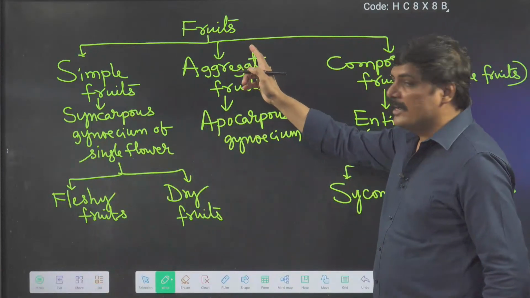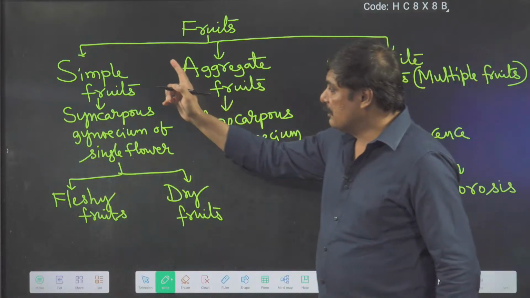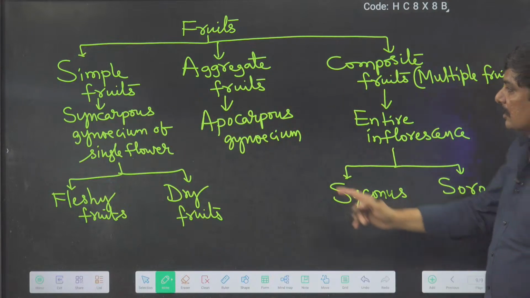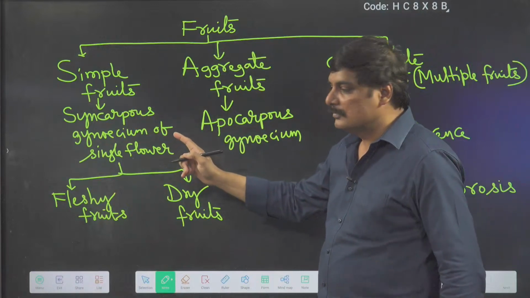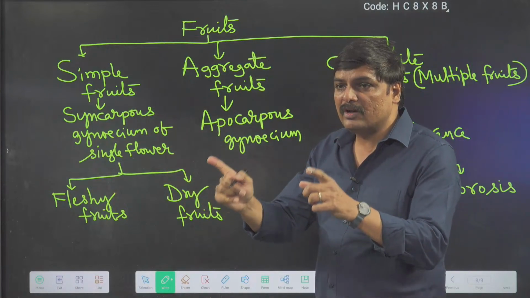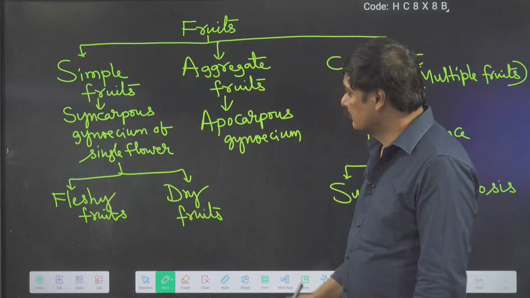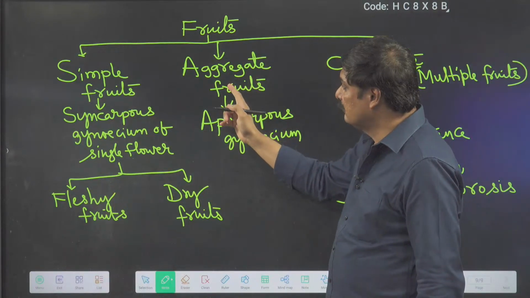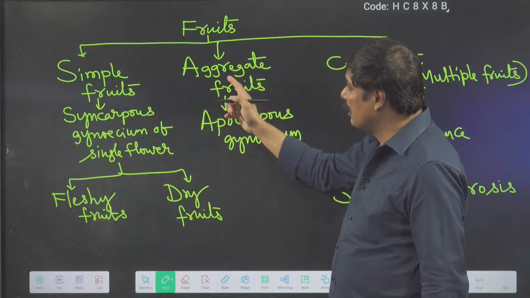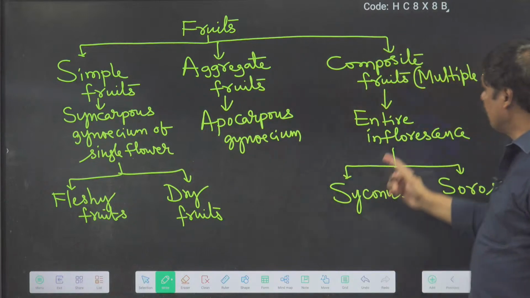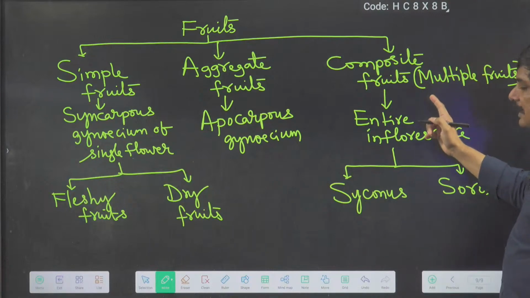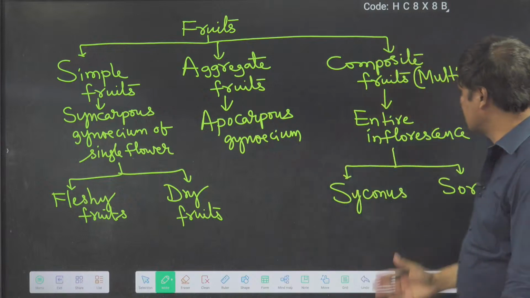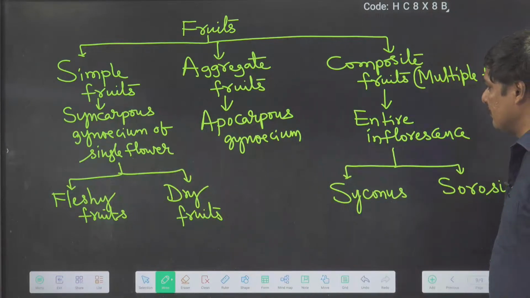Fruits are broadly divided into three types: simple fruits, aggregate fruits, and composite fruits. The fruits which develop from the syncarpous gynoecium of a single flower are simple fruits. The fruit which develops from the apocarpous gynoecium of a single flower is called an aggregate fruit. The fruit which develops from the entire inflorescence, the whole inflorescence becoming a fruit, is called a composite fruit or multiple fruit.